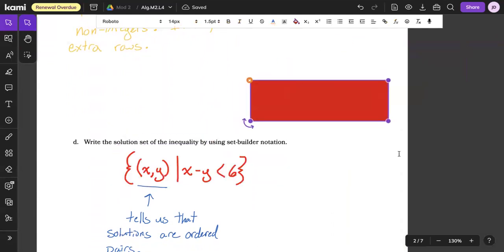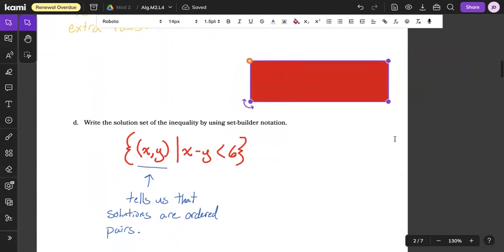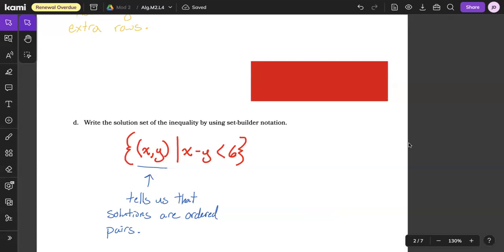I'll just move it. Where (x, y), an ordered pair, tells us our solution is going to have two numbers such that x minus y is less than 6. And just noting that because this is abstract, we don't have any information, this would be all values working for this. It could be negative, it could be decimals, fractions, all real numbers are viable as long as x minus y is less than 6 continues to be true.